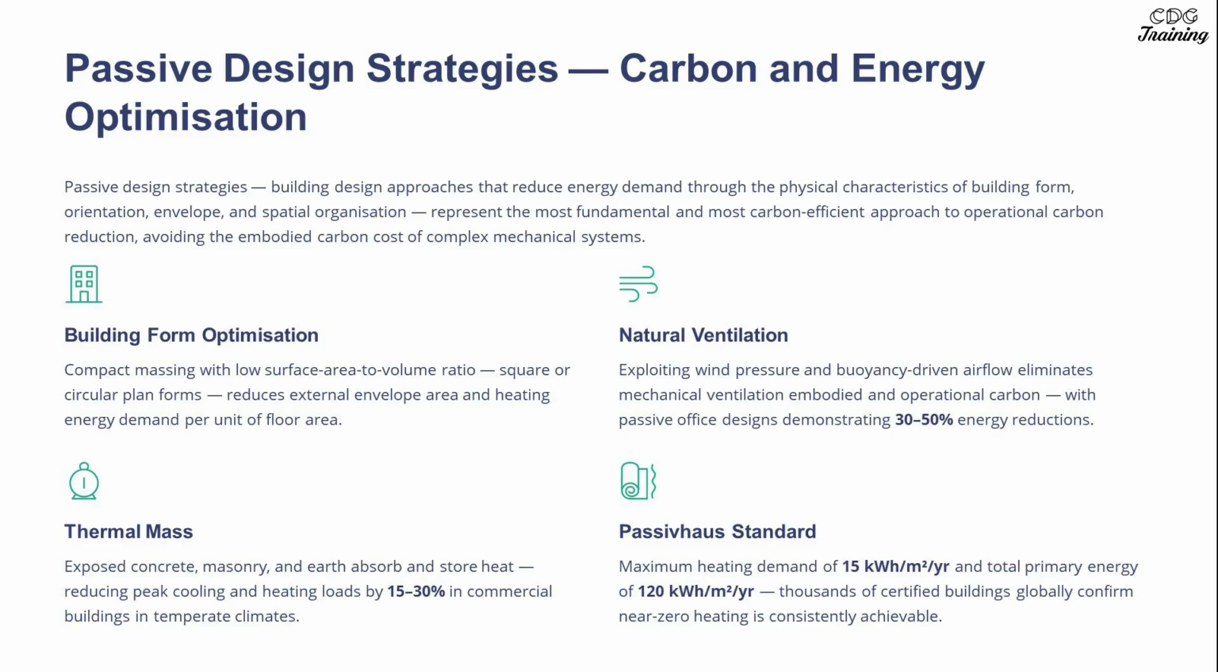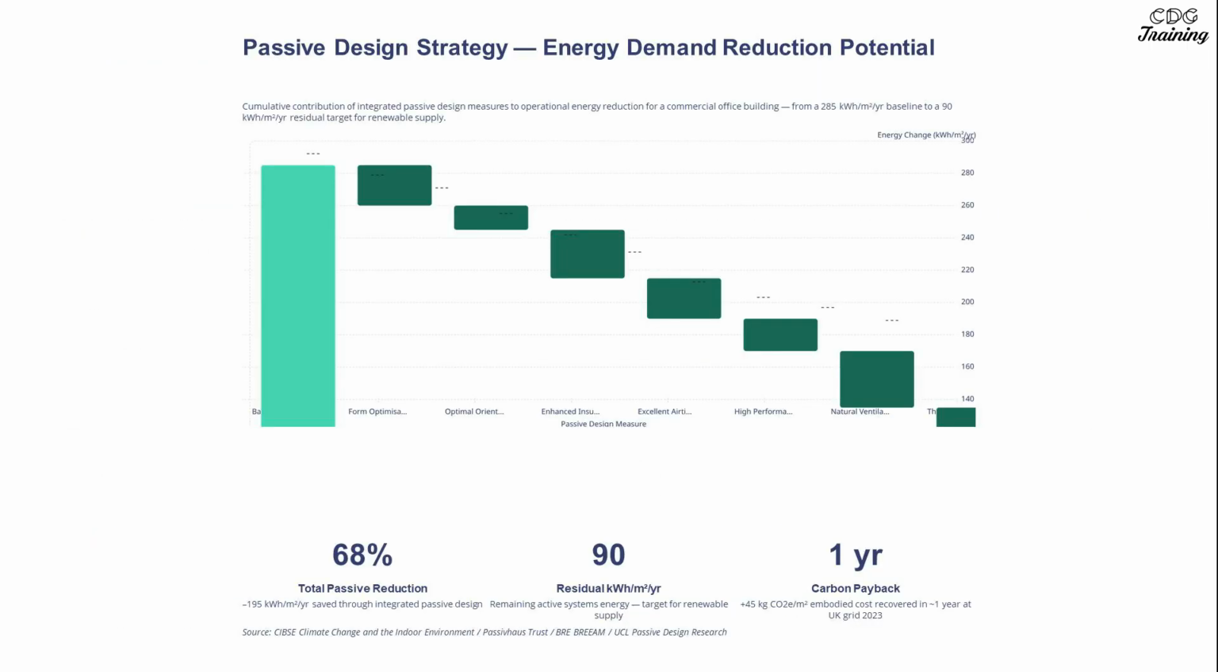Passive design strategies focus on reducing energy demand through building form and natural ventilation. These strategies are crucial for minimizing both embodied and operational carbon, enhancing energy efficiency. This graph demonstrates the potential of passive design strategies to reduce energy demand significantly. It shows the cumulative impact of various measures, emphasizing their role in achieving energy efficiency.